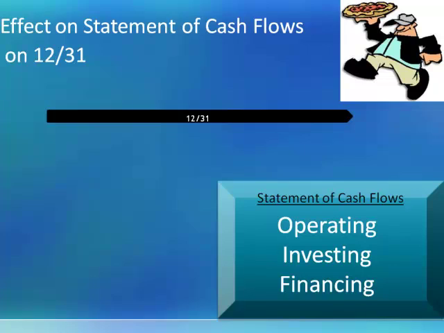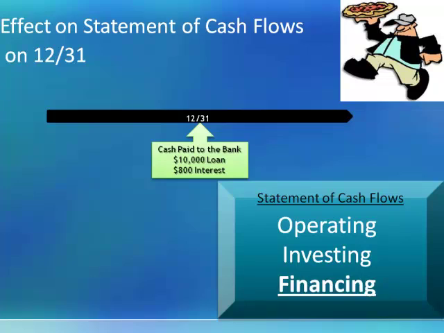How does this affect our statement of cash flows on 12/31? Cash is paid to the bank. $10,000 is for the loan. $800 is for interest. Repayment of the loan goes in the financing section. So we have a $10,000 cash outflow in financing. Payment of interest goes in our operating section.